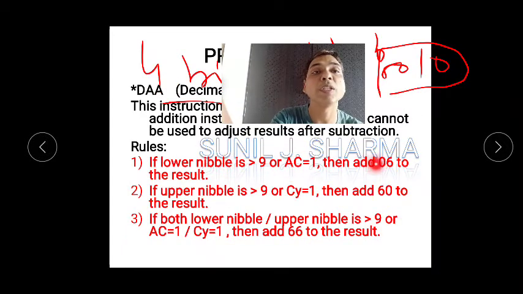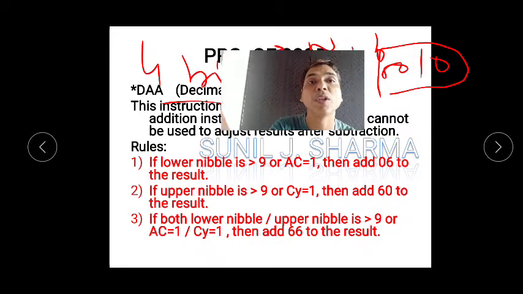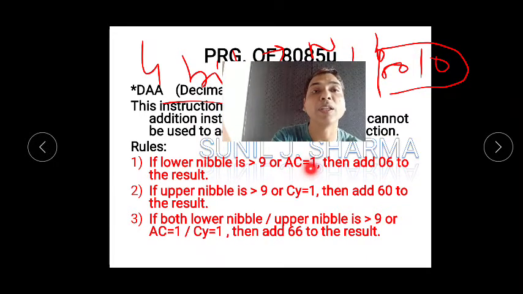If the lower nibble is greater than 9 or the auxiliary carry flag is equal to 1, these are the rules. I think when we see the example, that time it will be more clear. Then add 06 to the result. If the upper nibble is greater than 9 or the carry flag is equal to 1, then add 60 to the result. If both the lower and upper nibble are greater than 9, or auxiliary carry flag or carry flag is equal to 1, then add 66 to the result.